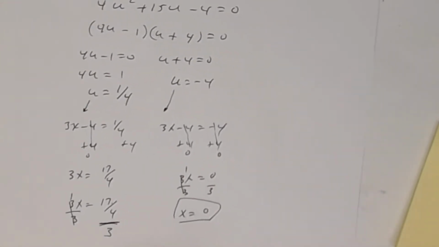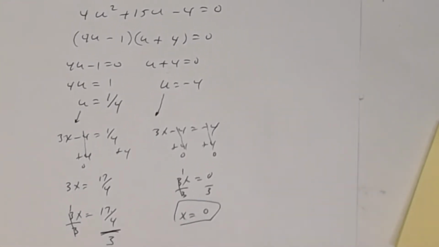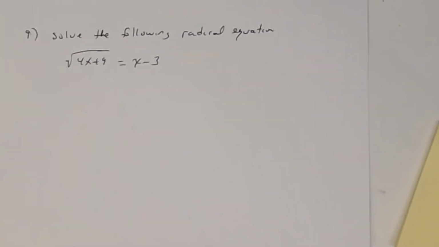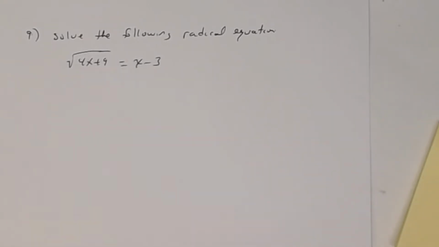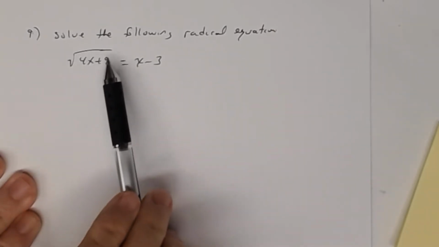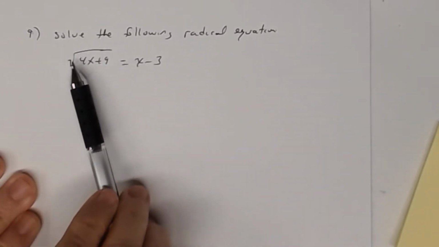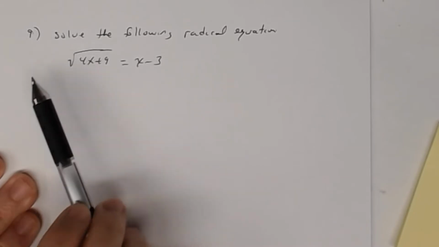Okay, now number 9. So let's look at number 9. Okay, so number 9, you want to solve the following radical equation, which happens to be a square root equation. Now, when solving a radical equation, you'll notice that this is a square root. So the index right here is understood to be a 2.